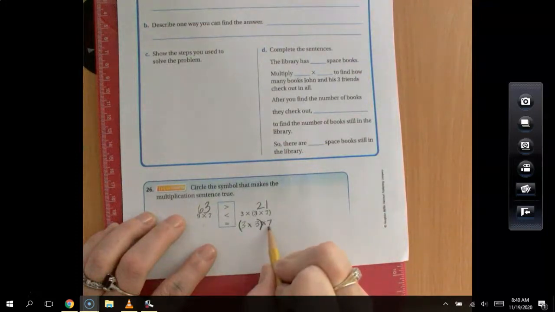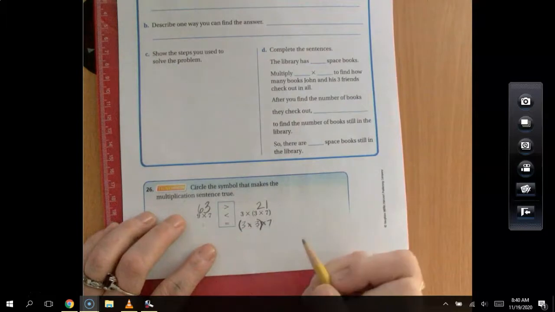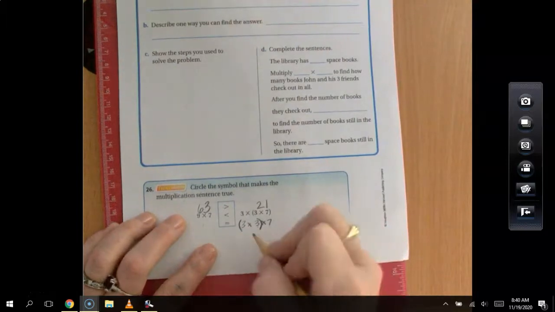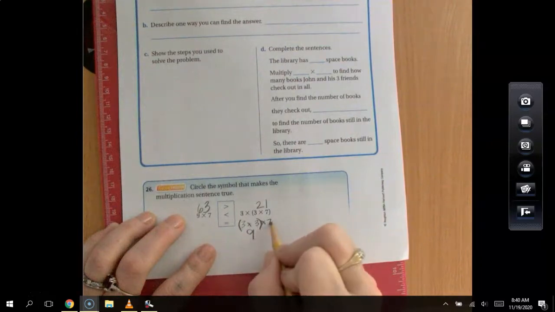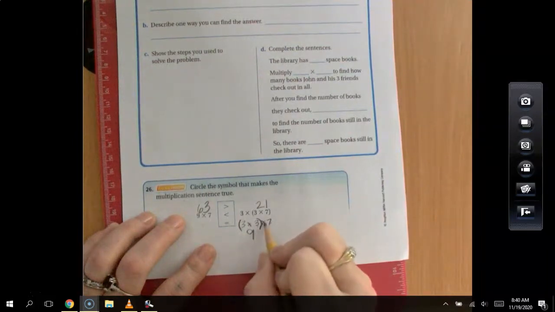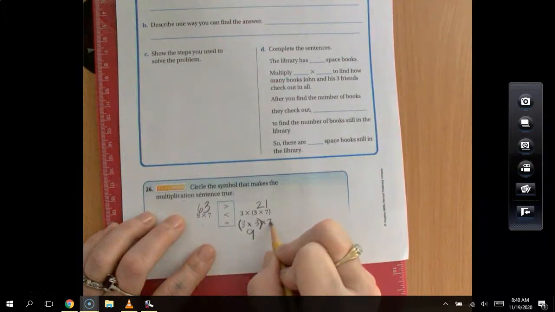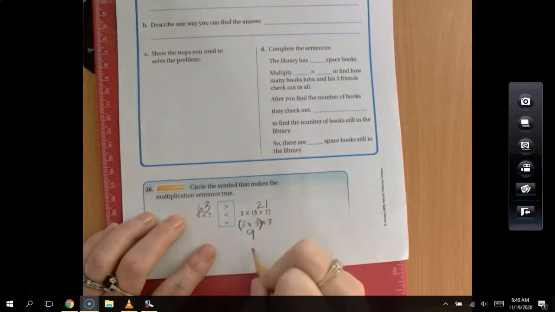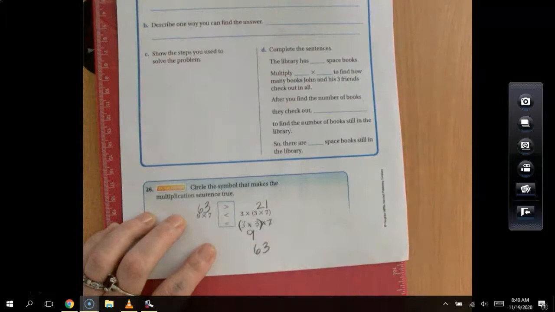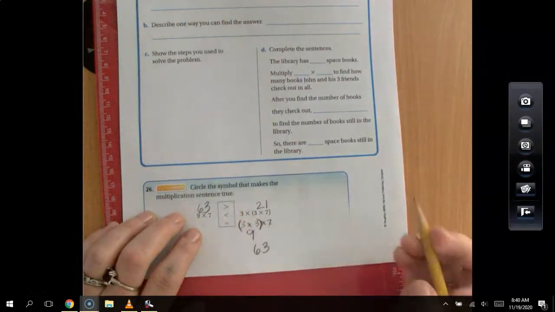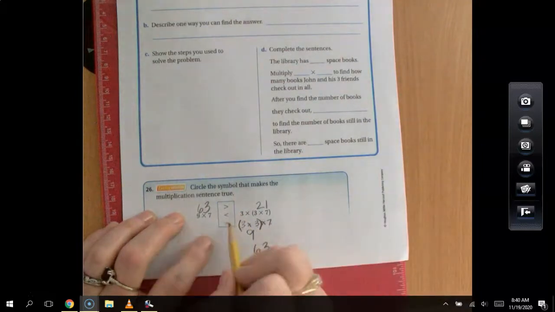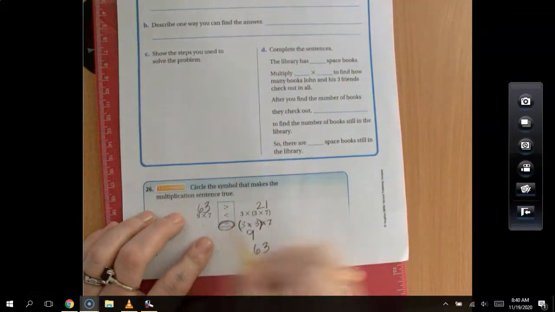factors, which we do. What is 3 times 3? 9. So now, that's not my answer, I still have my 7 over here. Now I have 9 times 7. What is 9 times 7? Well, you should know that because we just figured it out on the other side. 9 times 7 is 63. So I have 63 and 63. So what symbol would I circle? The equal sign, because they're equal.